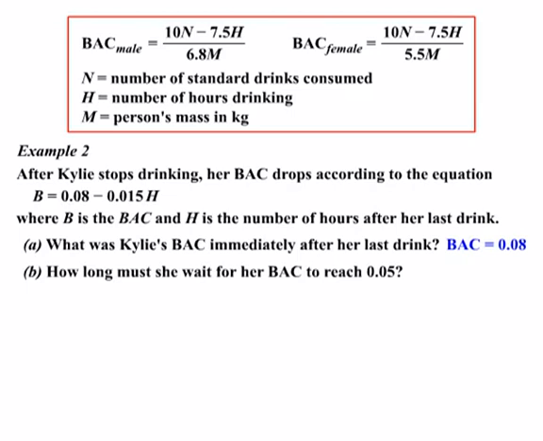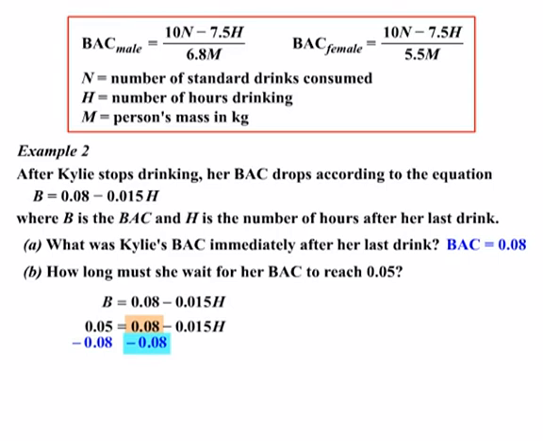We're asked how long must she wait for a BAC to reach 0.05. So let's get our formula and write that one down again. Now this time the B here, we know that's the BAC. Well, we want it to get down to 0.05, don't we? So that'll be equal to 0.08 minus 0.015H. And we're trying to work out this value of H here, so we've got to get that by itself. So we'll get rid of this 0.08 here firstly. We'll take away that to do that.